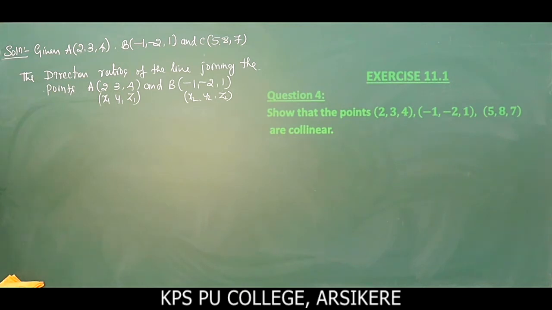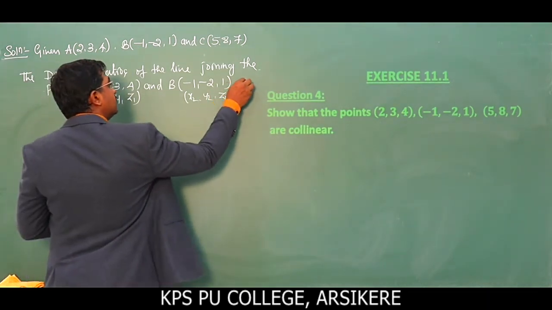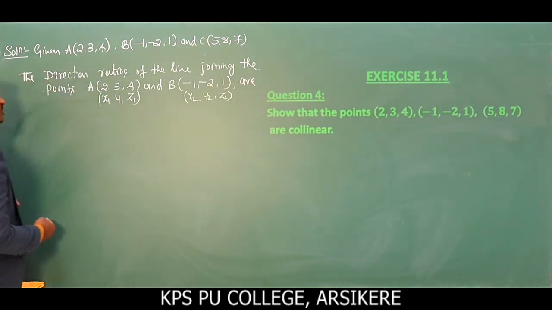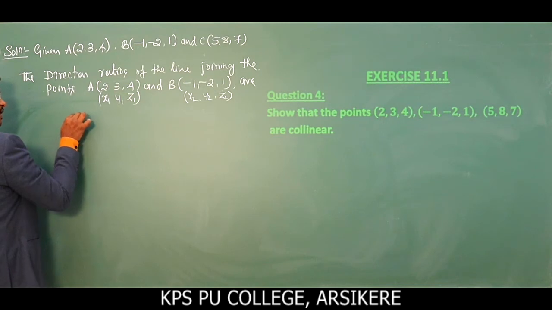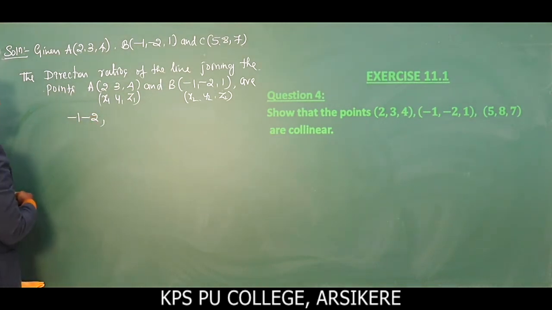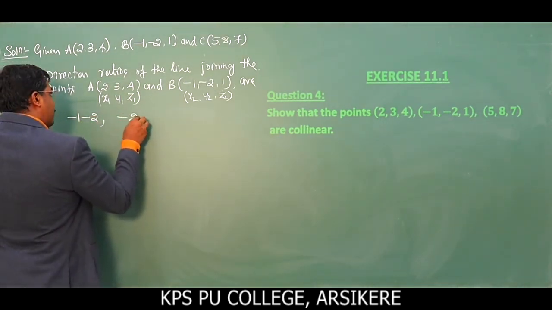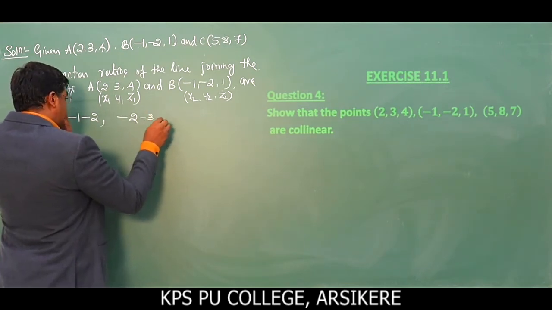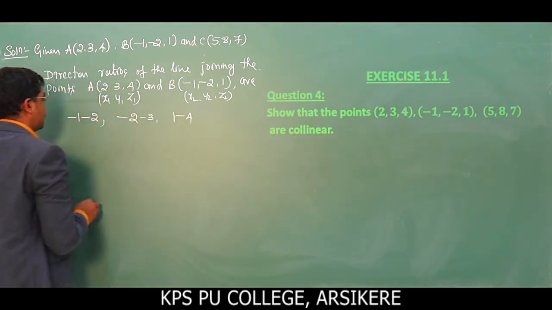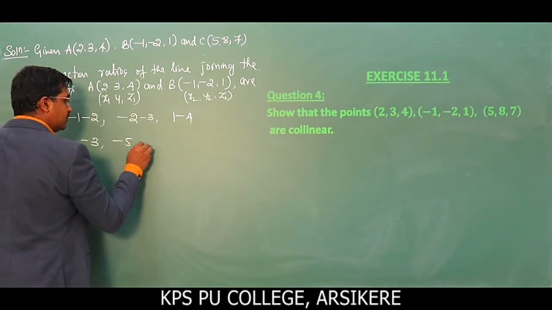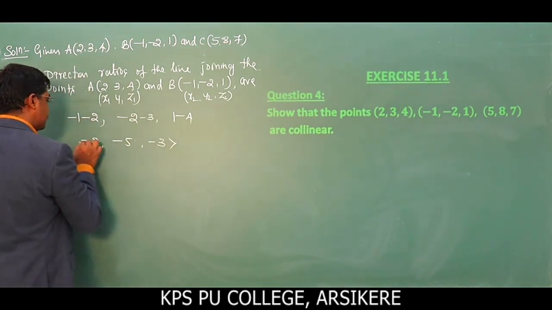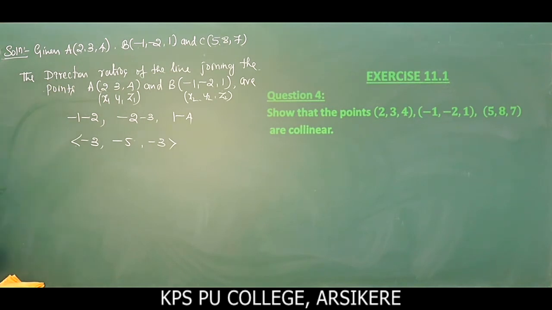Okay. So what are the direction ratios? They are x2 minus x1: -1 minus 2, second one -2 minus 3, third one 1 minus 4. This becomes -3, -5, -3. These are the direction ratios.